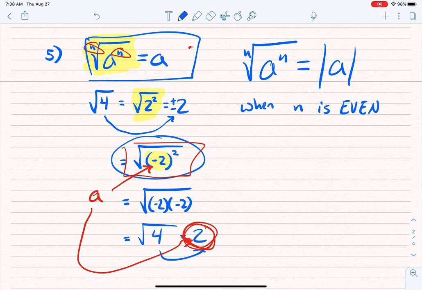Okay, so those are our 5 basic rules, and those are pretty simple. What I want to do right now is I want to work through a few examples to try to make sure everybody's understanding where to go on this. Okay, so first, let's take a look.